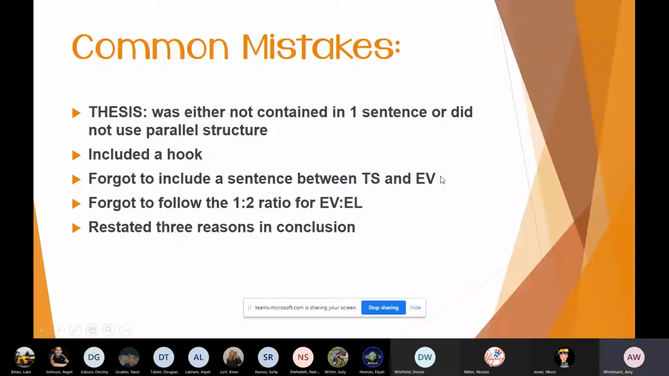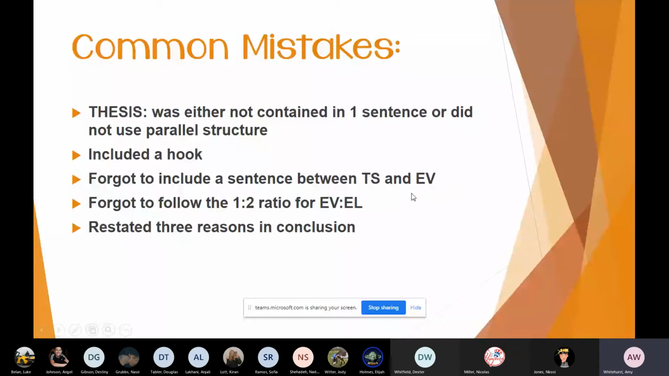Another thing that I saw was a lot of you were forgetting to include a sentence between your topic sentence and your evidence. So again, your topic sentence for each body paragraph is explicitly introducing the reason for that paragraph, the topic for that paragraph that you are going to focus on. If you just have your topic sentence and then your evidence right after that, and there's nothing in between to kind of connect the two, it can feel disjointed.